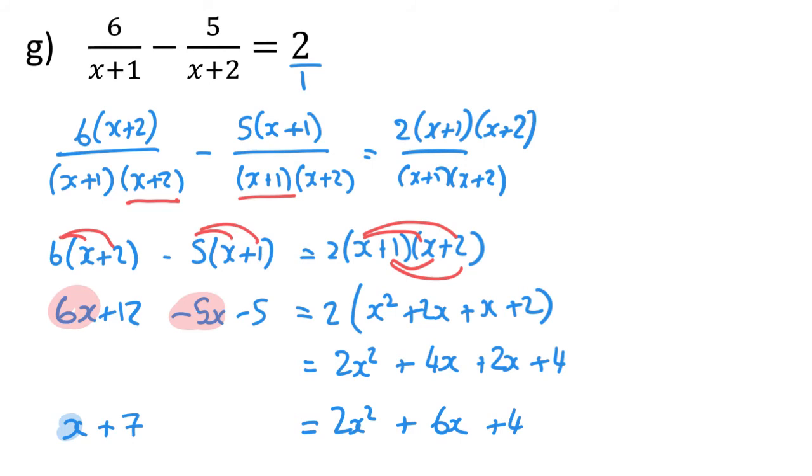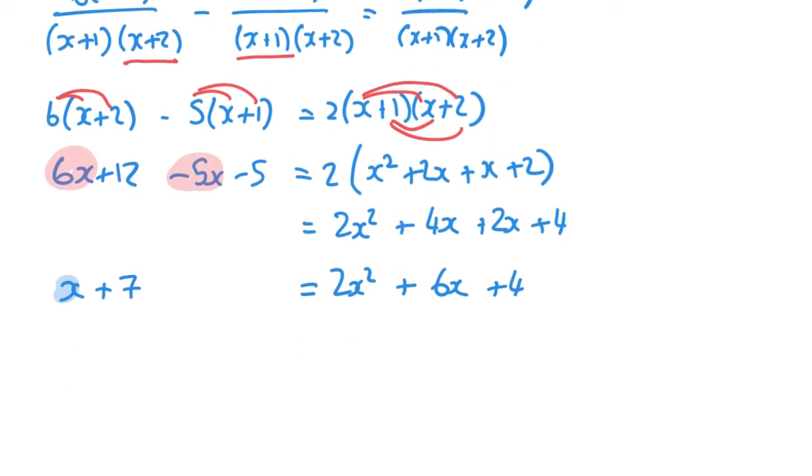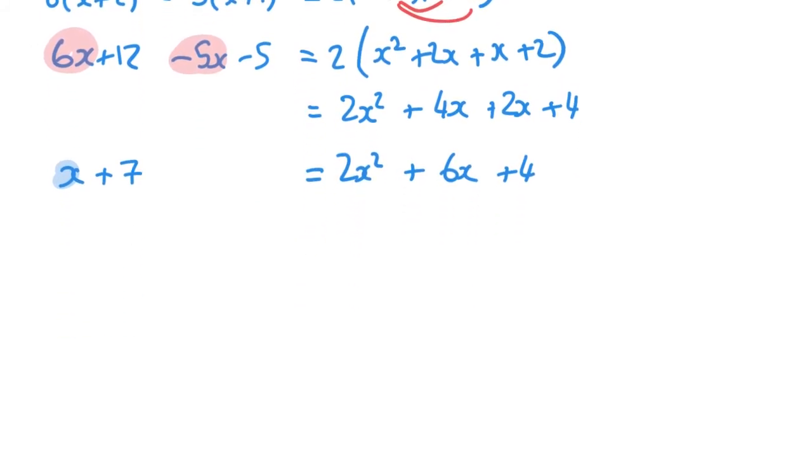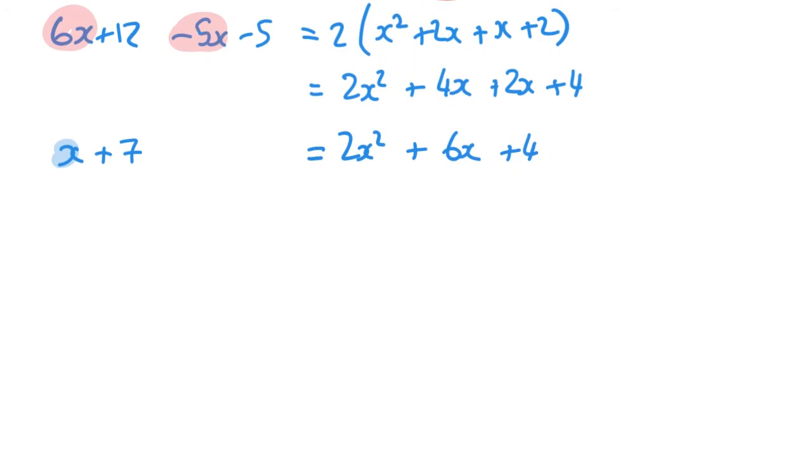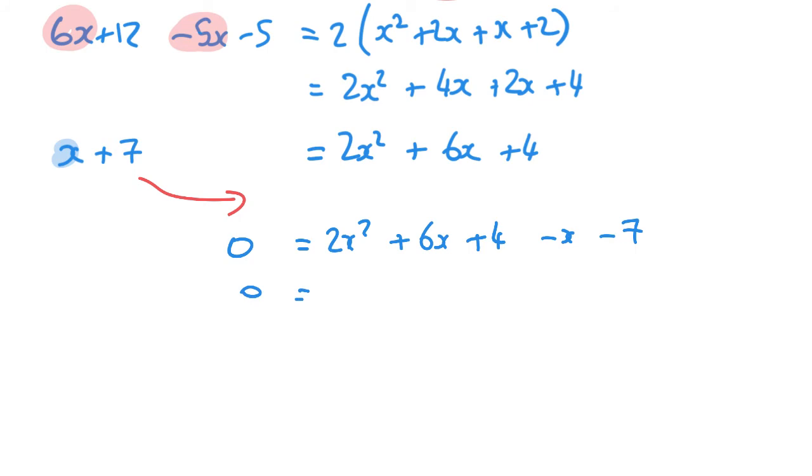So what we have here is a quadratic equation, and to solve a quadratic equation we need it to equal 0. To do that we need to move the left hand side terms over to the right. So we're going to have 0 equals 2x squared plus 6x plus 4, take away an x and take away a 7, which is 0 equals 2x squared plus 5x minus 3.